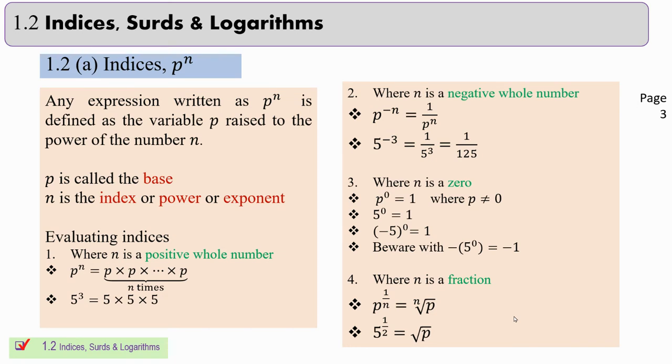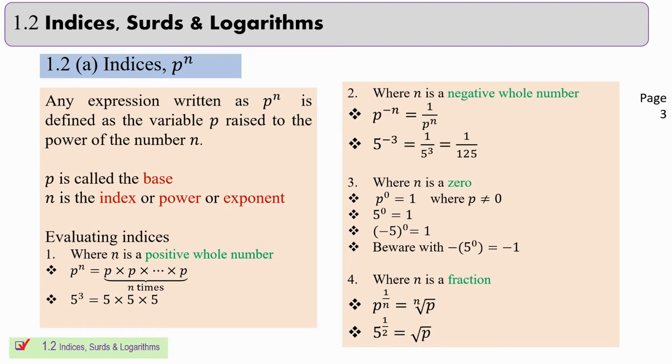P power of n. Any expression written as p power n is defined as the variable p raised to the power of the number n, where the p we call the base and the n we call the index or power or exponent. There are a few types of n.